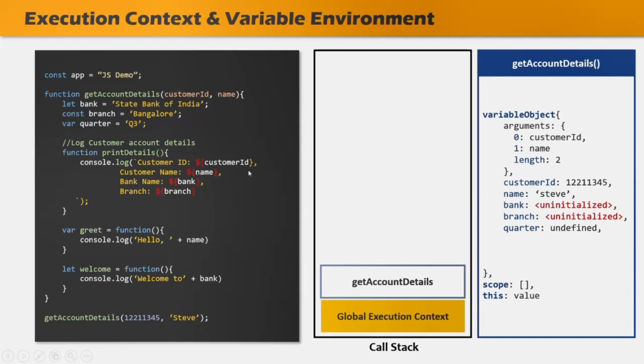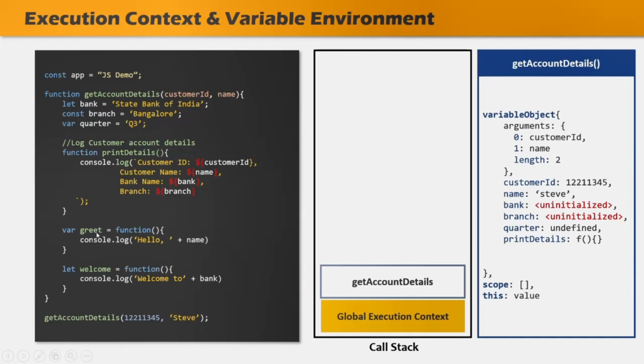Okay. Then we are also declaring this print details variable. And here we are using function declaration syntax. So a property with this name print details will be created, and that will be assigned with a pointer to this print details function. So here this print details is going to store a reference to this print details function, which is stored in the heap memory.